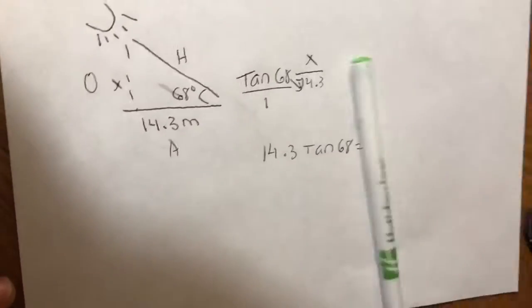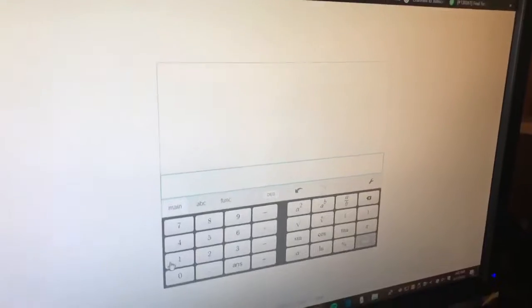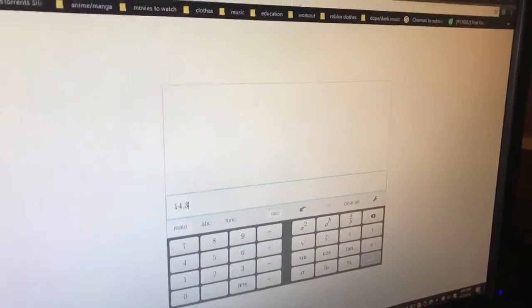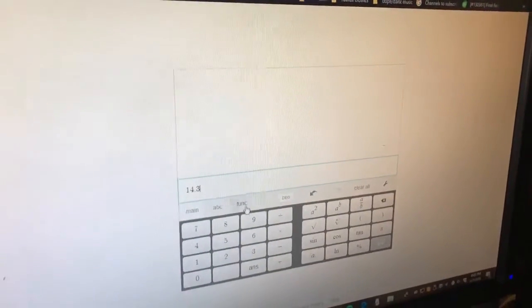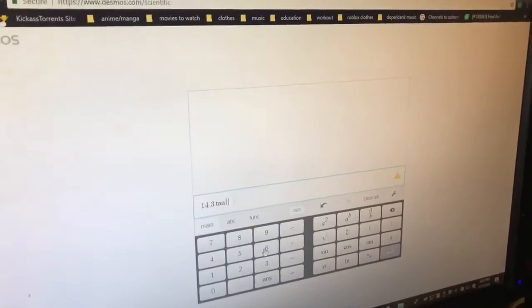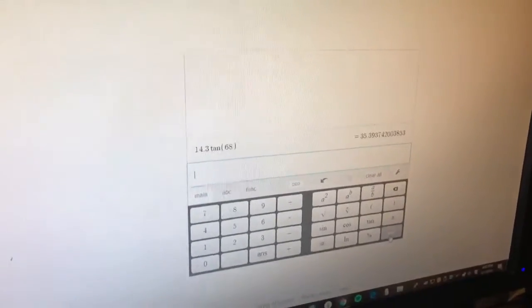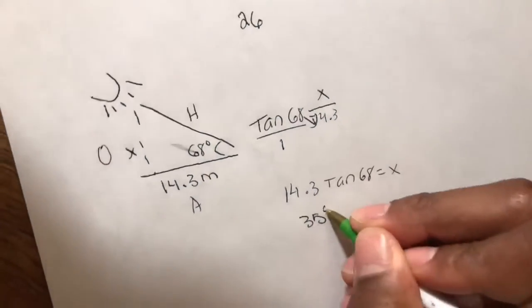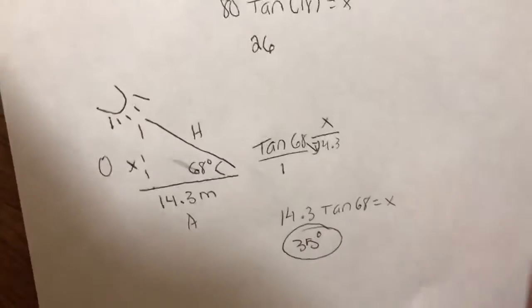Now, I'm going to plug that into the calculator. 14.3, function, tan of 68, to get 35 rounded. So that is your answer.